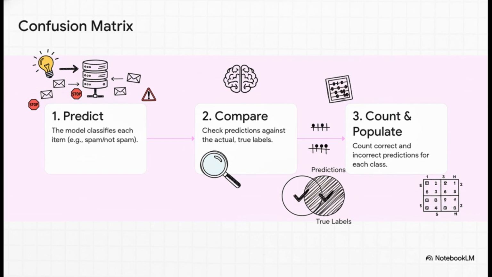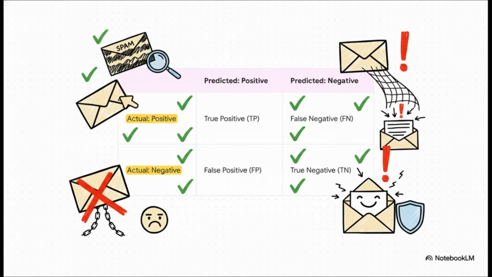First, your model makes its predictions. Second, you compare those predictions to what really happened, the ground truth. And third, you just count up all the rights and wrongs and stick them in a little grid. That is literally it. So let's look at the matrix itself, using our spam filter example.